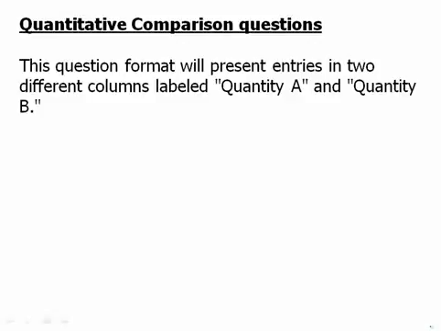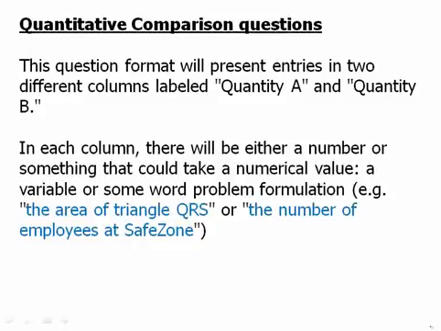So, what are these questions about, the quantitative comparison questions? This question format will present entries in 2 different columns labeled quantity A and quantity B. In each column, there'll either be a number or something that could take a numerical value. It might be a variable or some word problem formulation. It might be X. It might be the area of the triangle. It might be the number of employees. Obviously, if it's a word problem thing, we'd have to have a little context for that as part of the question.